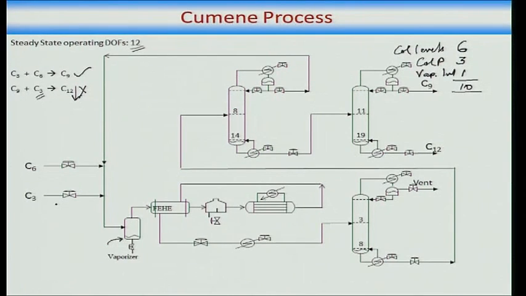You have fresh C3 and fresh C6 coming in. C6 is mixed with recycled benzene, and you send it to a vaporizer where heat is put in to vaporize the liquid. This is preheated in a feed effluent heat exchanger. What does the feed effluent heat exchanger do? It takes the hot reactor effluent, and that hot reactor effluent is used to preheat the cold feed to the reactor. Then you have a furnace that heats the feed to the desired reactor temperature, and actually the reaction temperature is quite high, 320, 330 degrees Celsius.